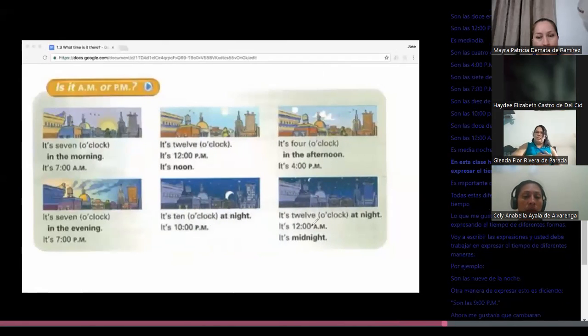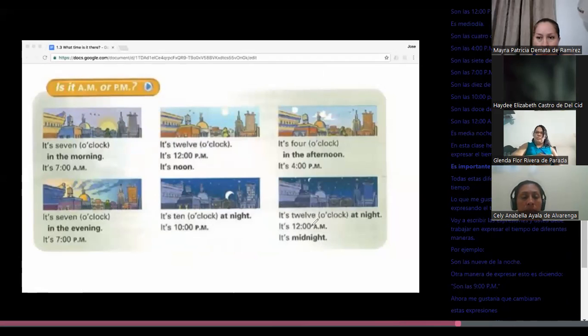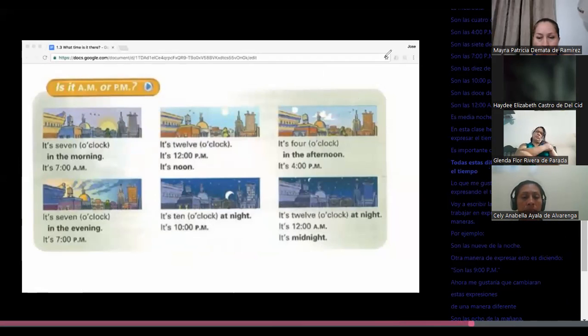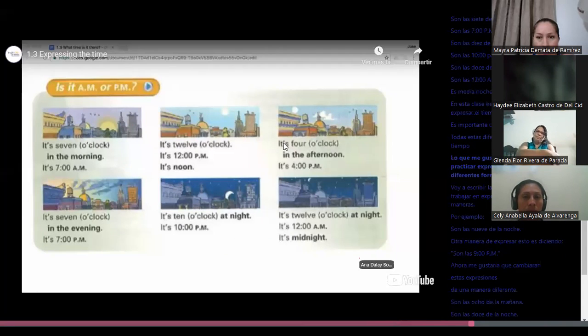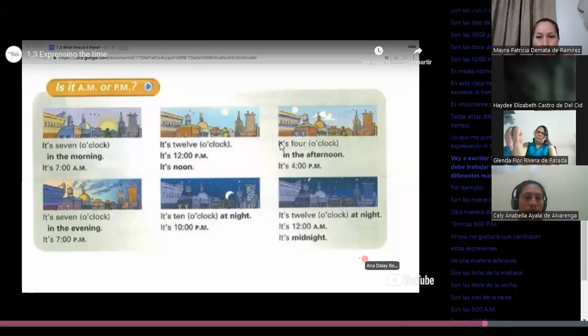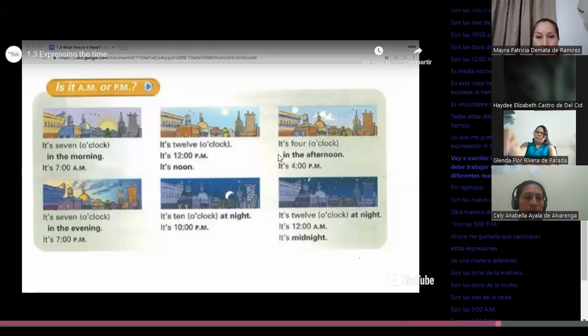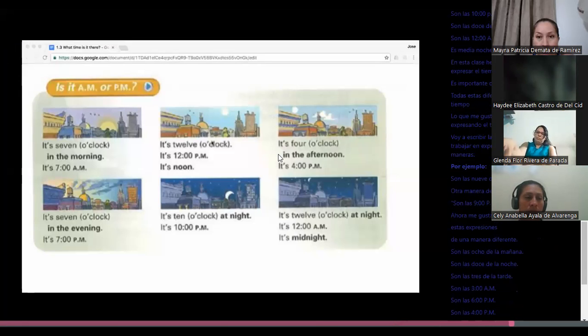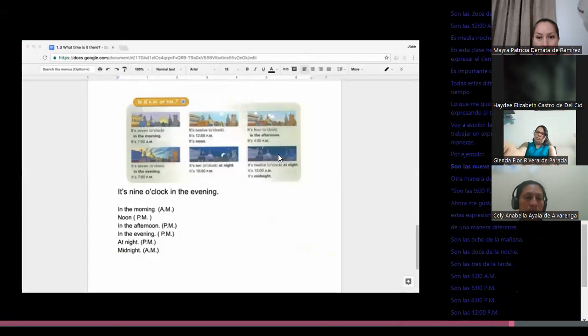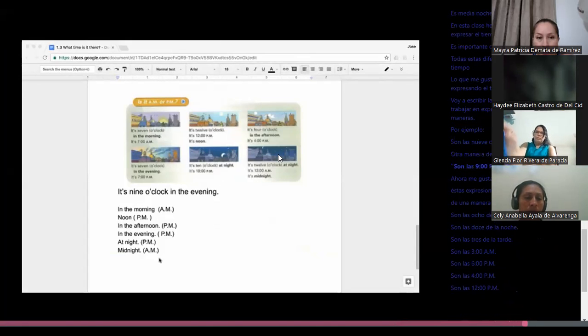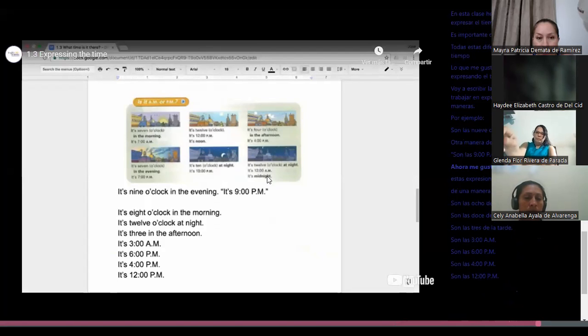In this class, we've covered how to express the time in different ways. It's important that you learn all those different ways to express the time. What I would like for you to do now is to practice expressing the time in different ways. I'll write the expressions and you should work on expressing the time in a different way. Okay. For example, it's 9 o'clock in the evening. Another way to express this is by saying it's 9 p.m. Now I would like for you to change these expressions in a different way.